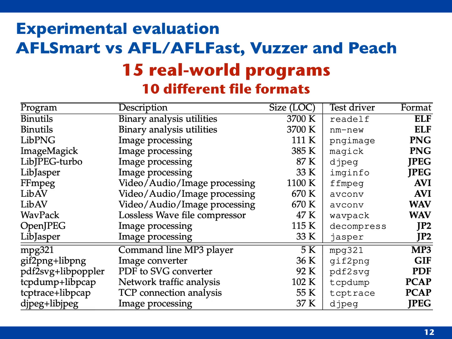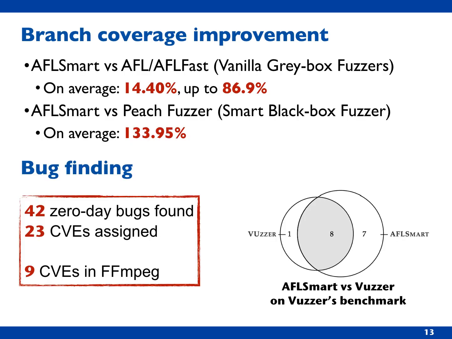We evaluated our approach in comparison with state-of-the-art Greybox fuzzing, smart black box fuzzing, and grammar-based Greybox fuzzing on 15 real-world programs that take 10 different file formats as inputs. The results show that AFL Smart clearly outperforms the selected baselines in both branch coverage and bug finding. Notably, AFL Smart doubles the number of bugs found, and in total, it discovered 42 zero-day bugs in the selected benchmark, in which 23 CVEs were assigned.